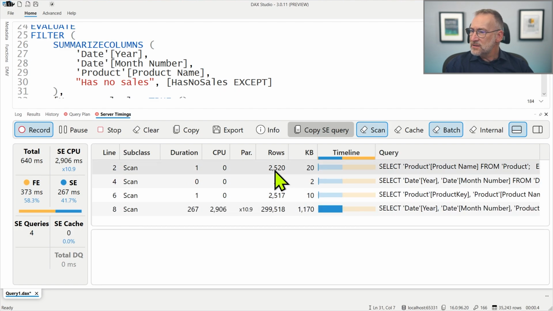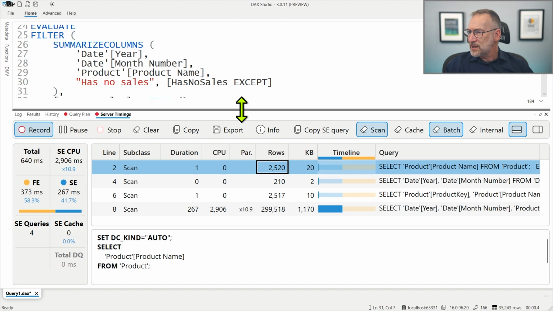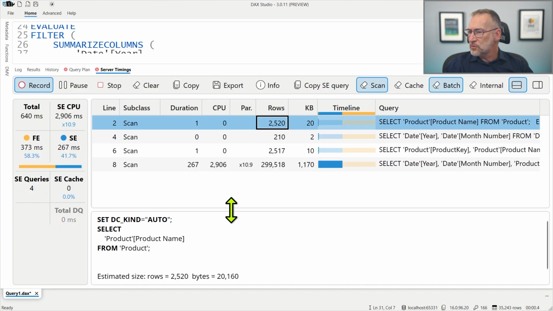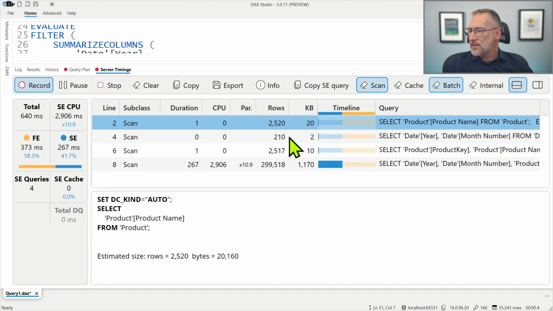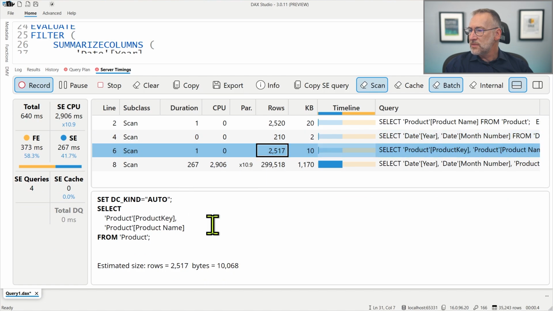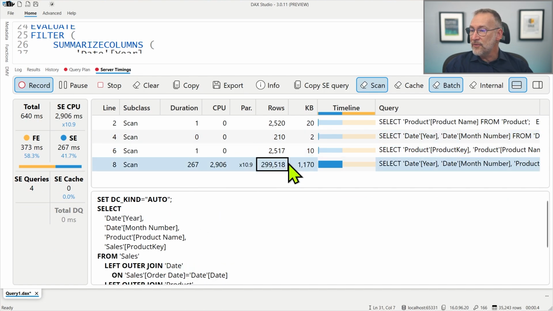This version is, well, we need to check it, but I would expect it to be very, very close to the one with intersect. The first query gathers the product name, then the year month number, then the product key and product name, and finally in the last query we gather all the combinations of year month number, product name, product key.